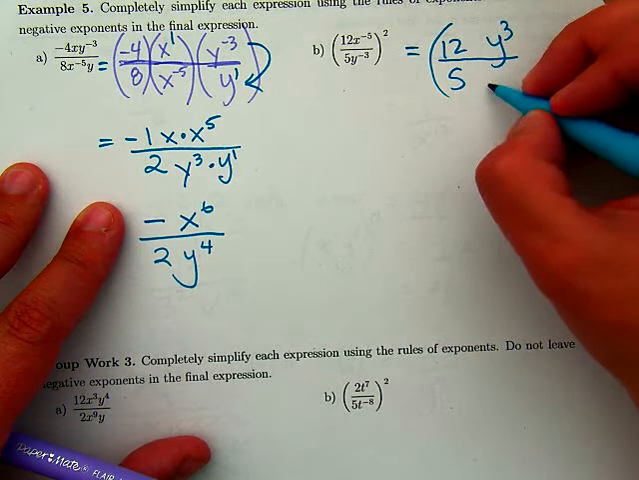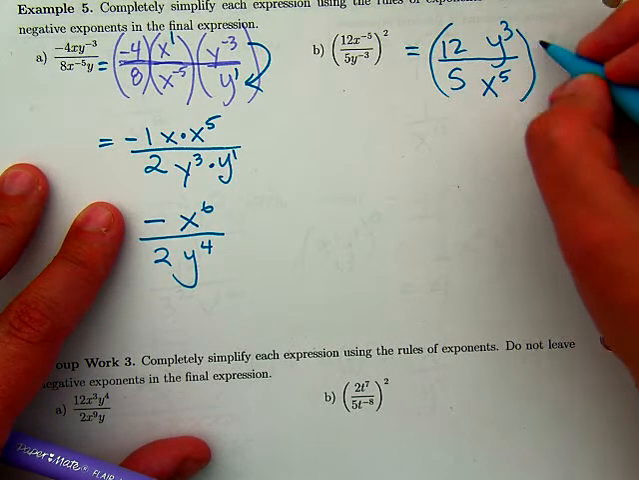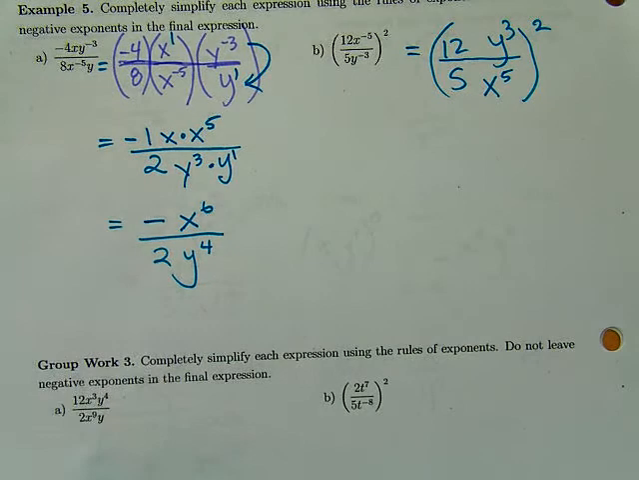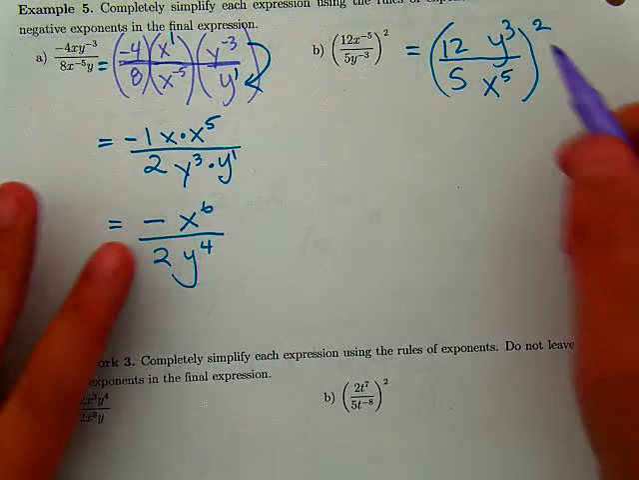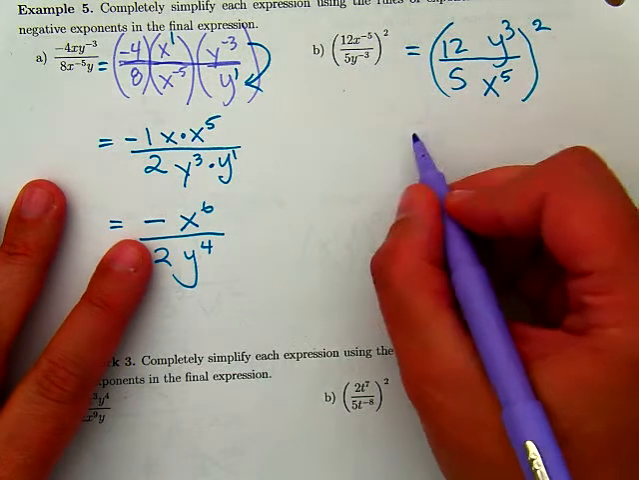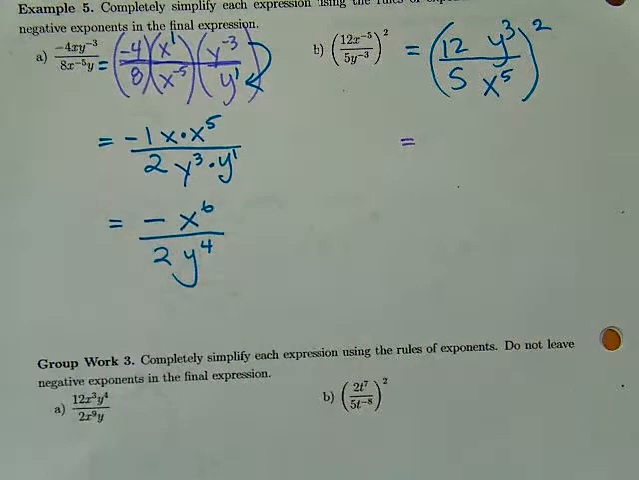Y to the 3rd, x to the 5th. Why did they both flip? They're both negative. So they want to just trade places. Good. Okay, I would try and simplify everything in parentheses first and then go ahead. There's nothing else I can simplify, so I want to square everything. So if I square everything, what do I get?